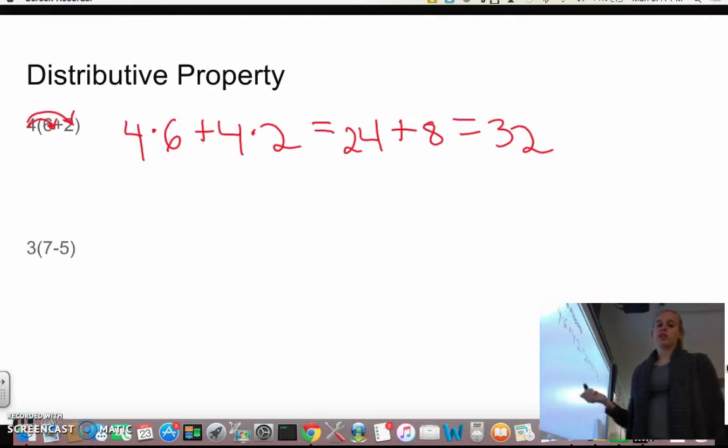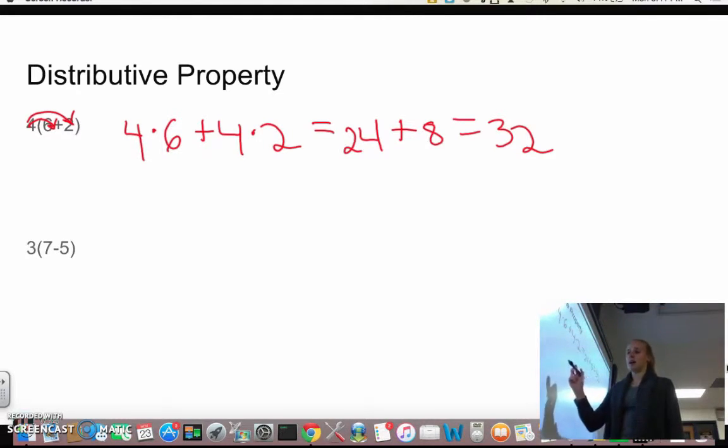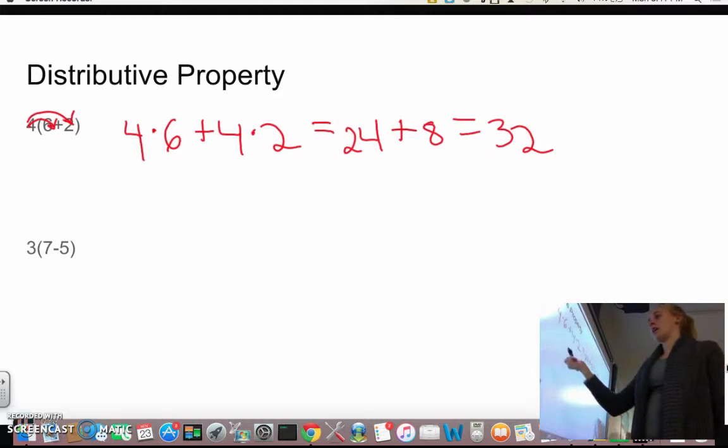We can double check this using order of operations. So we'd have 6 plus 2 equals 8 times 4, which should give us 32. Awesome. So the distributive property also works when you have subtraction inside the parentheses, like in our next example.